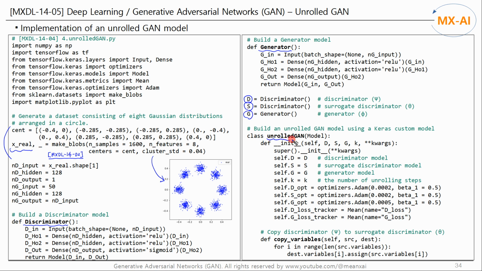Next, we write a custom class to create the unrolled GAN model, just like we did when creating the standard GAN model before. This class takes as input a discriminator, a surrogate discriminator, and a generator. And it also takes k, the number of unrolling steps, as input. We will use the Adam optimizer to train the models D, S, and G. We write a function that copies the parameters of the discriminator to the parameters of the surrogate discriminator.